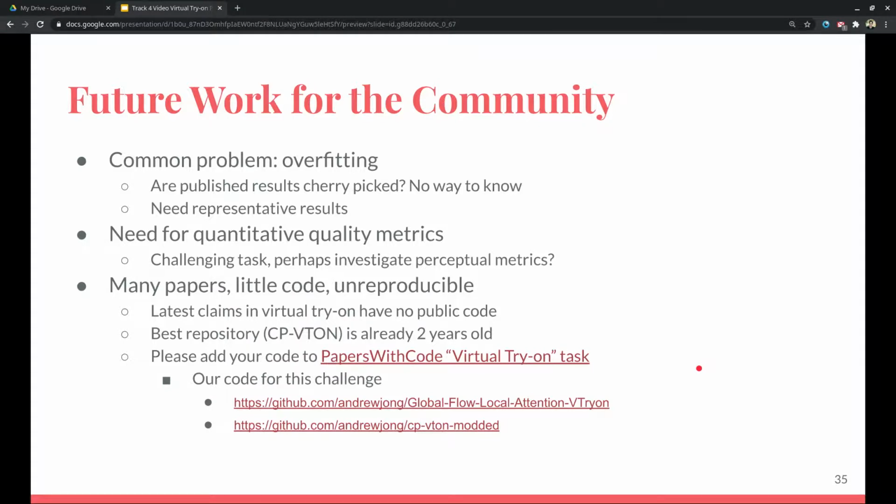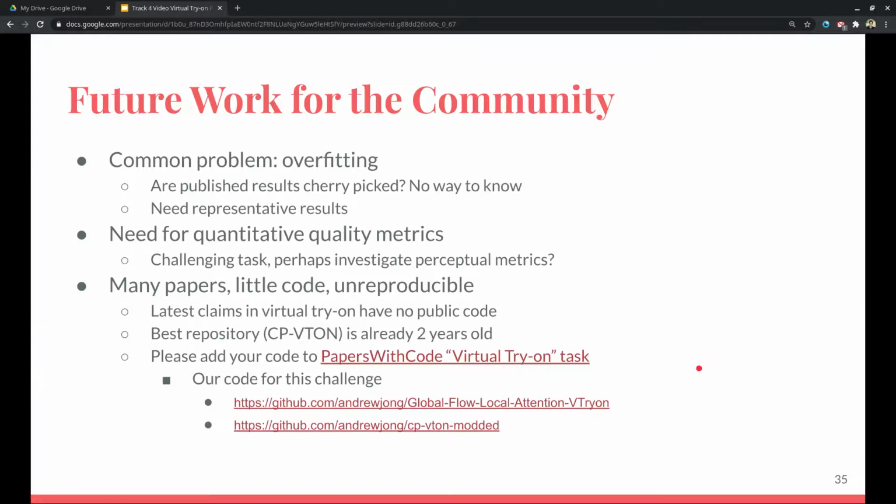This leads into the need for a quantitative quality metric to assess how good the virtual try-on is. Now, we realize that this is a challenging task and don't claim to have the answer, but we do highly encourage the community to work towards it. Perhaps we can investigate some perceptual metrics.